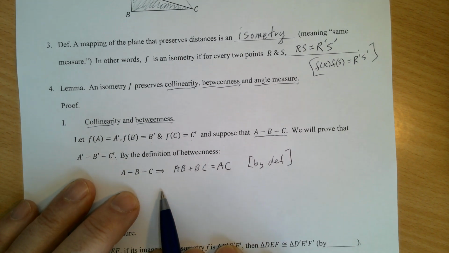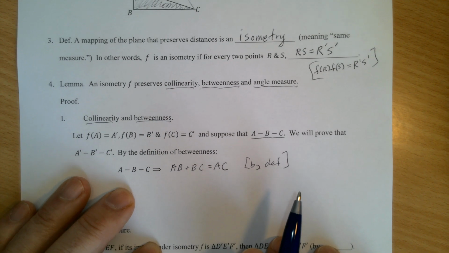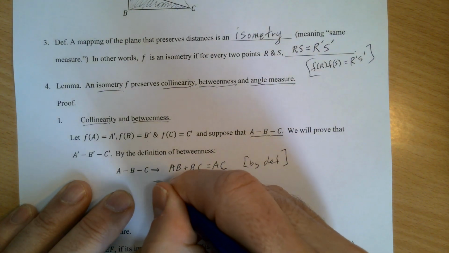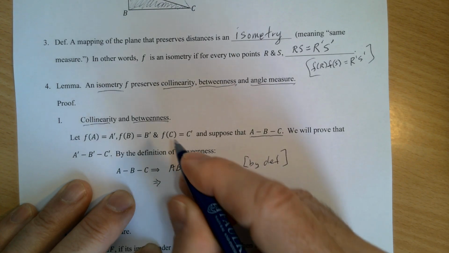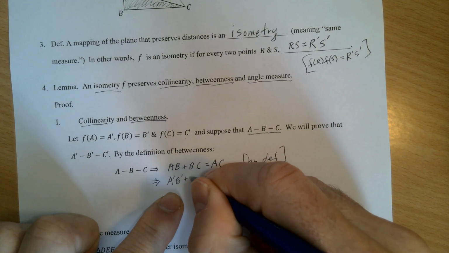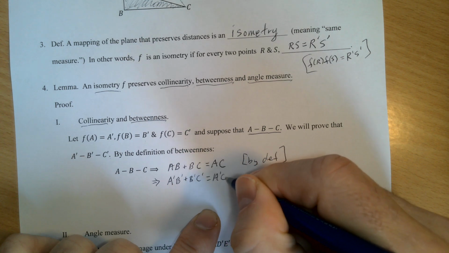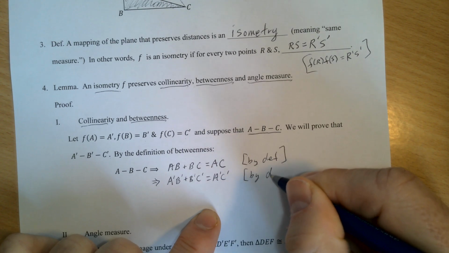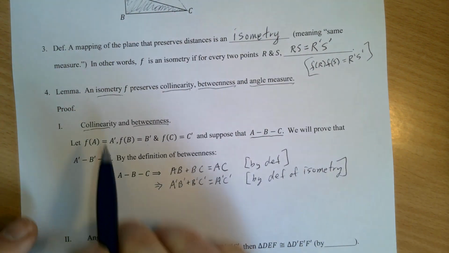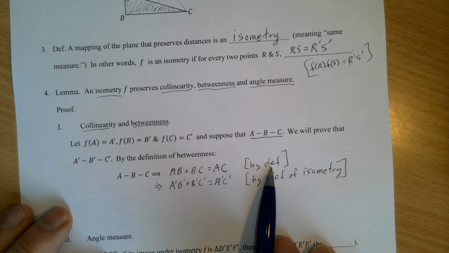I'm just going to write by definition. Okay, well, we are talking about F is an isometry. So distances are preserved. Okay, we know F is an isometry. So that means that AB is equal to A prime B prime. BC is equal to B prime C prime. And AC is equal to A prime C prime. That's by definition of isometry. And we know F is. We're given F as an isometry. And again, this first one was by definition of betweenness. I didn't write it though.